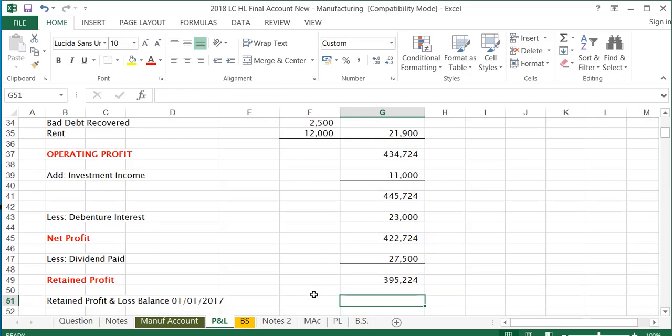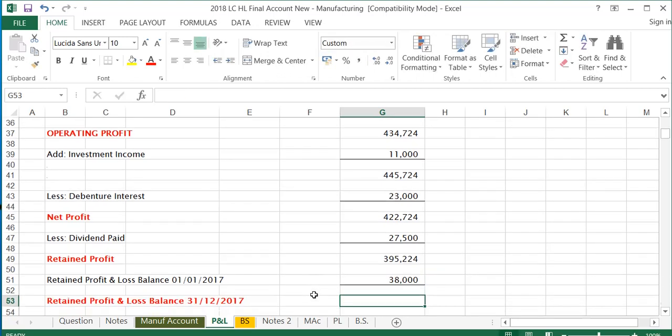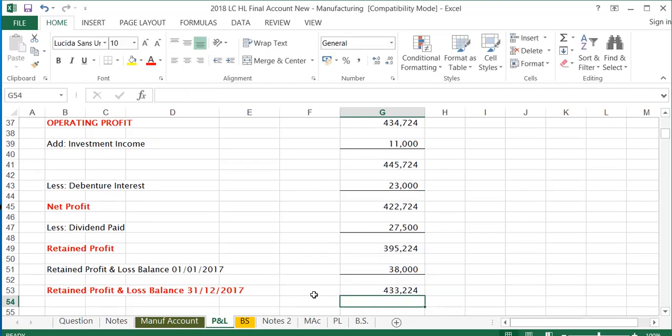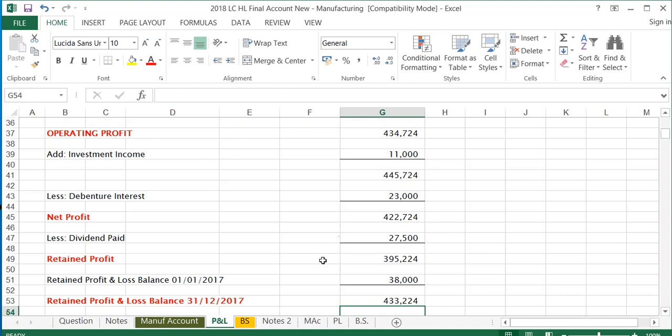And I add that to my profit and loss balance at the start of the year, which I can see from my trial balance. If I look down through my trial balance, the profit and loss balance at the start of the year is 38,000. And again, that's the third figure in the trial balance, 38,000. Leaving me with a profit and loss balance at the end of the year of 433,224. And that is the profit and loss completed.